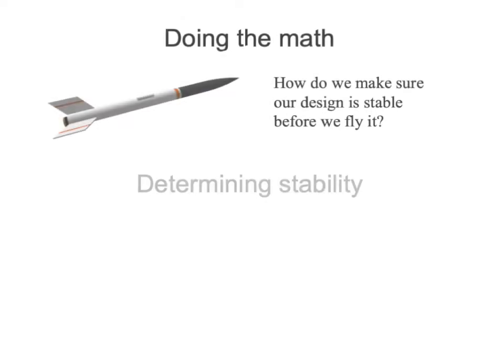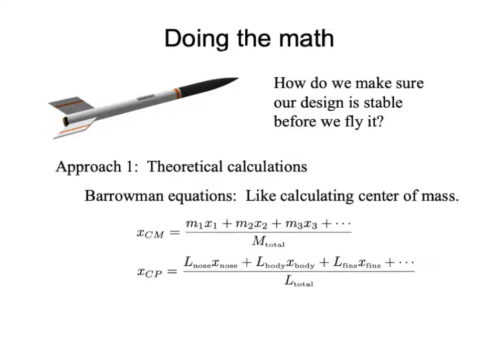And so that brings us to a very important question. How do we determine the stability of our rocket, the aerodynamic stability of our rocket, before we launch it? Once we launch it, it's too late. If it's unstable, we won't be able to control where it goes. And there are basically two ways of doing that. One way is to do mathematics. We could do, for example, theoretical calculations of the aerodynamics of the rocket.